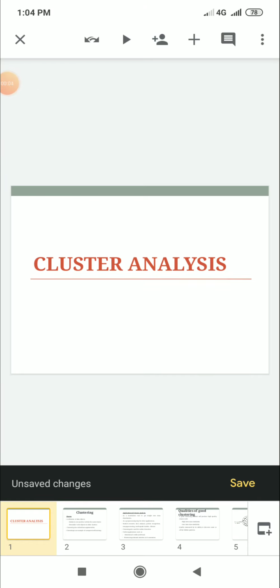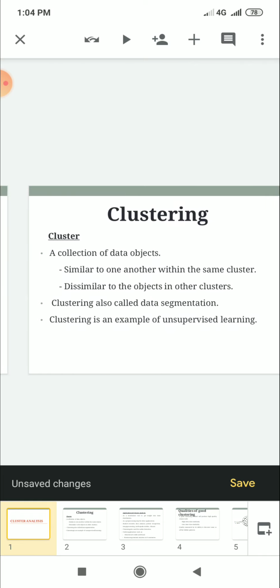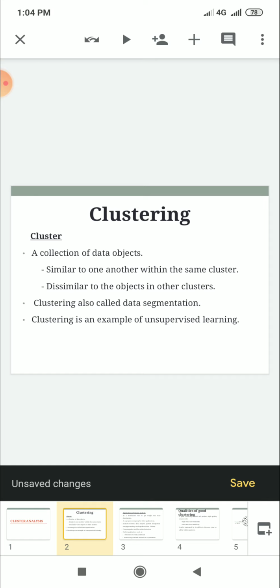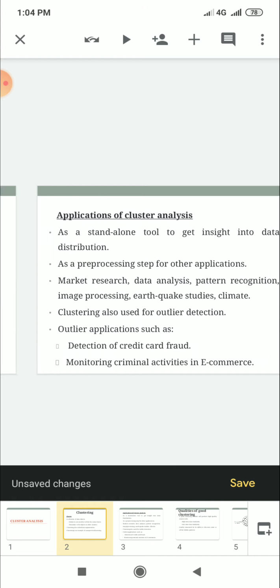Today my video is about cluster analysis and types of data in cluster analysis. What is clustering? Clustering means a collection of data objects. It is similar to one another within the same cluster and dissimilar to the objects in other clusters. Clustering is also called data segmentation. Clustering is an example of unsupervised learning.